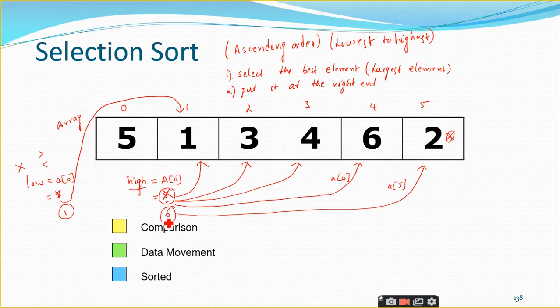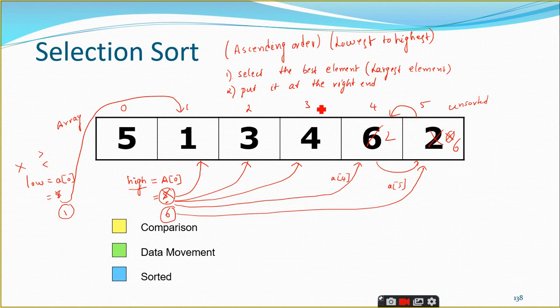Once you find the largest element, the high value as 6, you have to swap the largest element with the rightmost element of the unsorted array. So, initially you will take the entire list as unsorted array. So, you swap this 6 and 2. Now, here it becomes 2 and here it becomes 6.